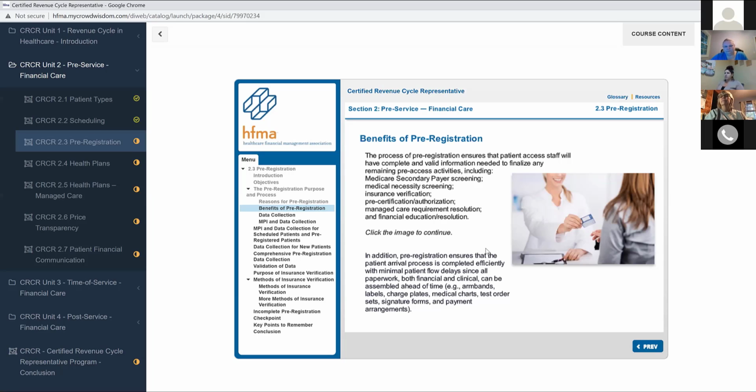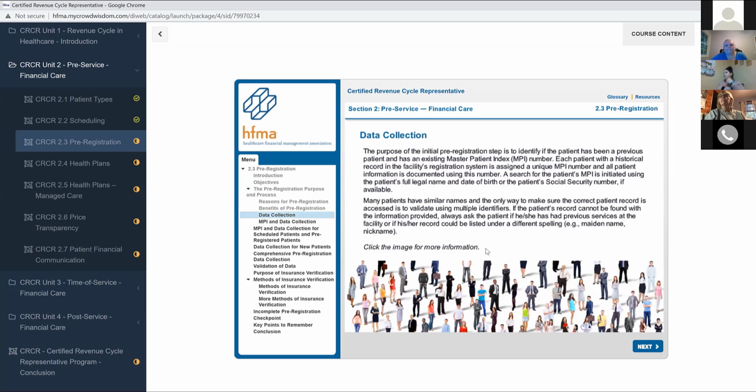And in addition, pre-registration ensures that the patient arrival process is completed efficiently with minimal patient flow delays, since all the paperwork, both financial and clinical, can be assembled ahead of time. And those are just some examples of what could possibly be done.